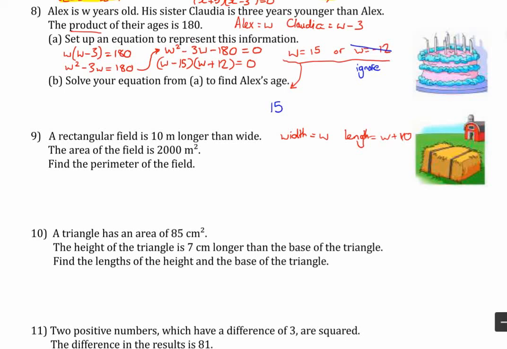And it says the area of the field is 2000. So the area, remember, we get when we times length by the width. So very similar to the question above. I'm going to expand out that first expression. We're then going to get it equal to 0, so we can refactorize.